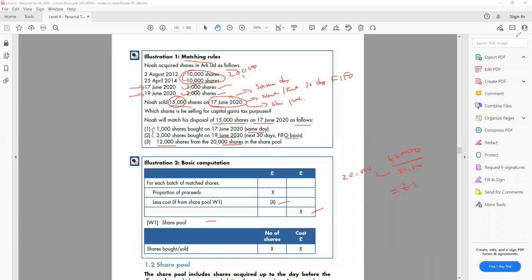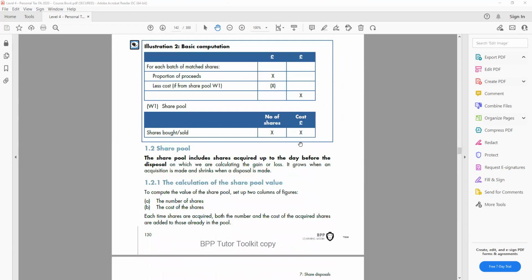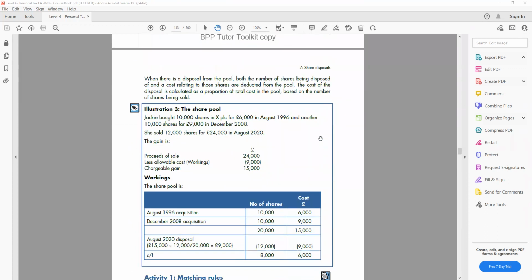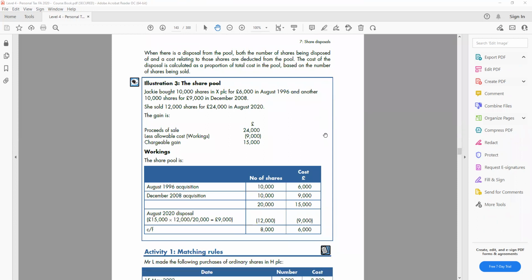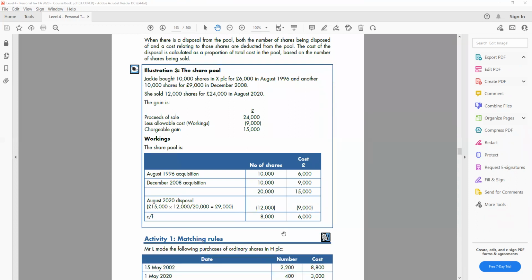Anyway, let's do a question. Hopefully we'll be more clear from there. But for the time being, just remember these matching rules: same day, next 30 days, and the share pool. So let's do this question on the share pool.